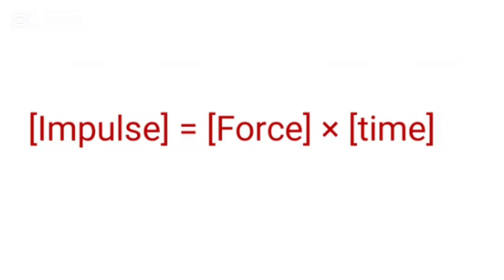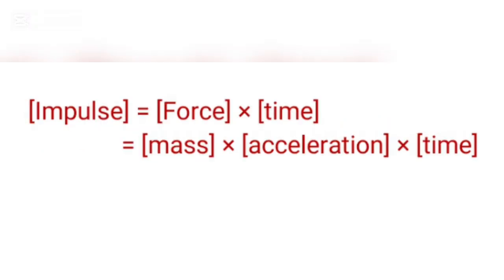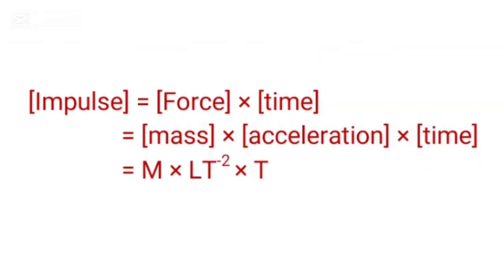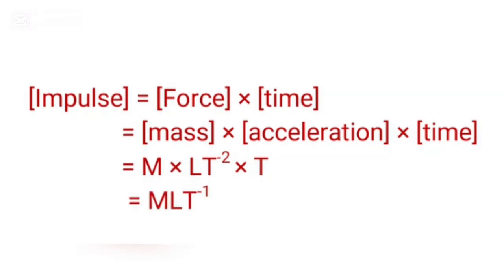We now take impulse. Impulse is equal to force times time, and force is mass times acceleration. So impulse will now give us mass times acceleration times time. Mass is capital letter M, acceleration is L T raised to power minus 2, and time is capital letter T. So T raised to power minus 2 multiplied by T raised to power 1 will give us T raised to power minus 1. And that will give us M L T raised to power minus 1.